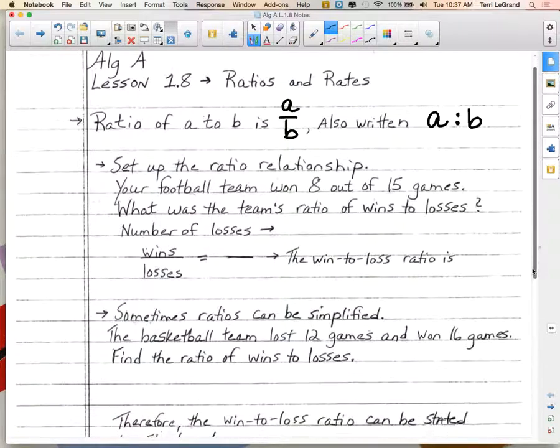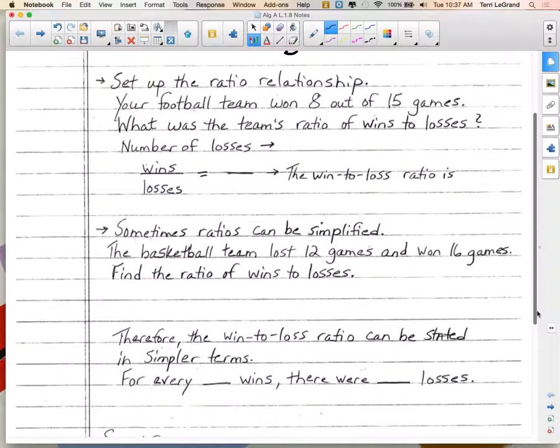So let's set up a ratio relationship here. Our football team won 8 out of 15 games. What was the team's ratio of wins to losses? Wins to losses. Let's circle that right here. It's really important that order matters in our comparison. They want us to compare the wins to the losses, not the losses to the wins. They want us to compare it in that order. And it says that they won 8 out of 15 games. So do we have all the information we need right now?